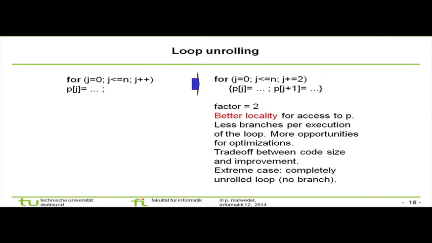Another technique is loop unrolling. This is a very common thing in compiler optimization and code generation as well as in embedded systems. Here, for example, j is 0 to n, and I am doing something in this loop. I can very well do pj, pj plus 1, pj plus 2, all those things together, because I am explicitly unrolling the loop.